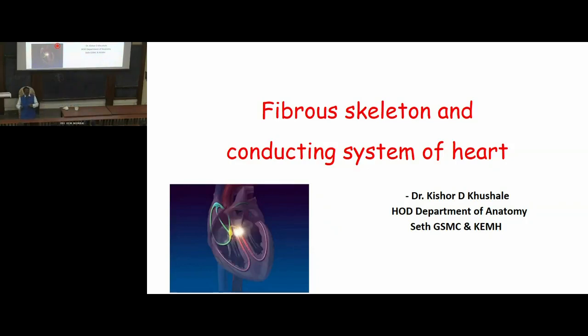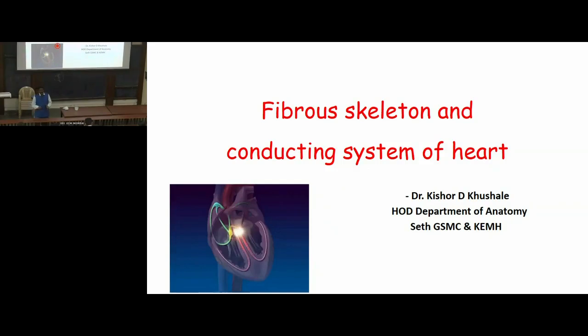The fibrous skeleton of the heart is the fibrous tissue present in the heart which gives attachment to the muscles of the heart, that is atrial as well as ventricular musculature, that is cardiac muscles. So is this idea clear? The fibrous skeleton is nothing but the fibrous tissue in the heart which gives attachment to the muscles of the atria and the ventricles.